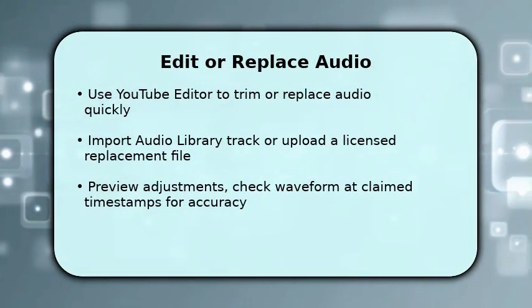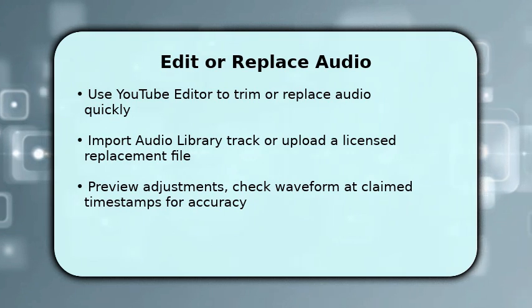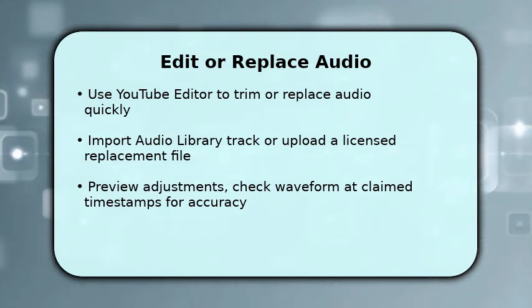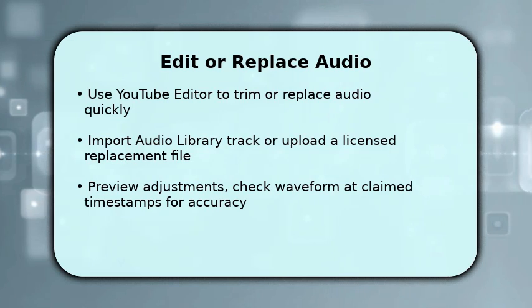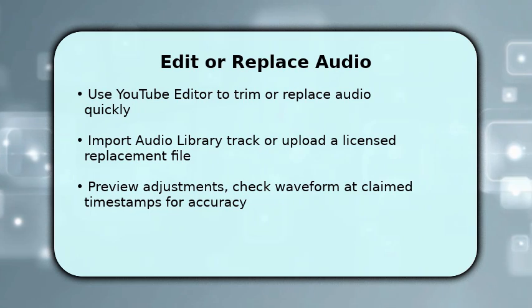Next, you execute the change. Open the YouTube editor to trim the clip around the offending audio, or click Replace Song to pick a track from the audio library or upload your licensed file. Once loaded, align the new audio to the timeline and listen through the claimed timestamps.